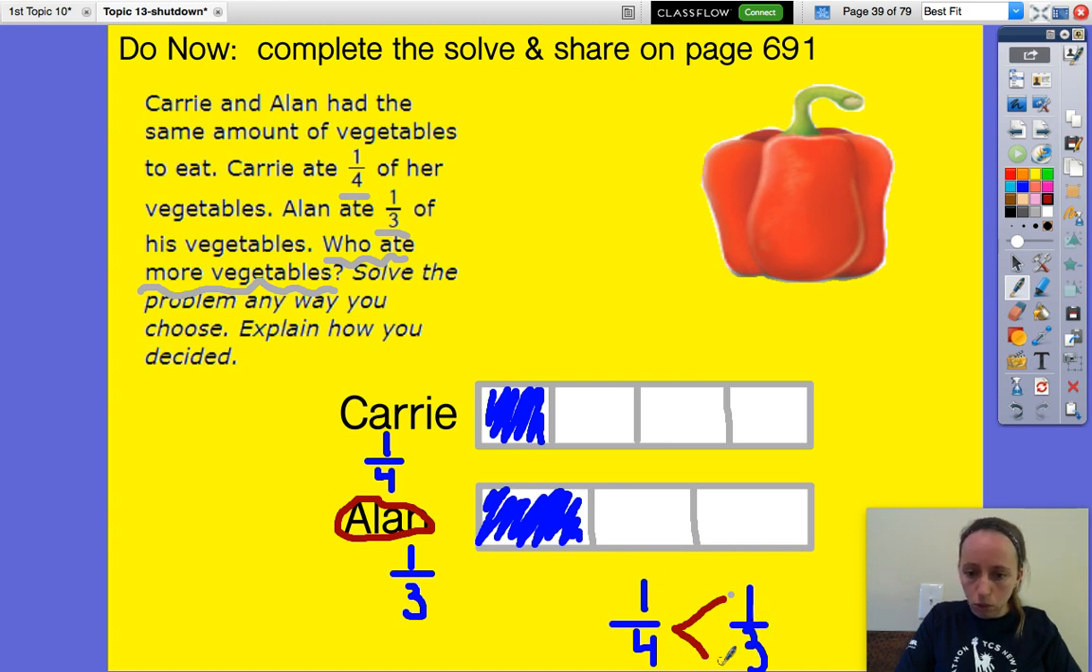The smaller the denominator, the larger the fraction. Okay, numerators are the same, denominators are different. We're going to look at the smaller denominator, and that's the larger fraction. That's why the inequality is facing this fraction, okay, because that's the greater fraction.